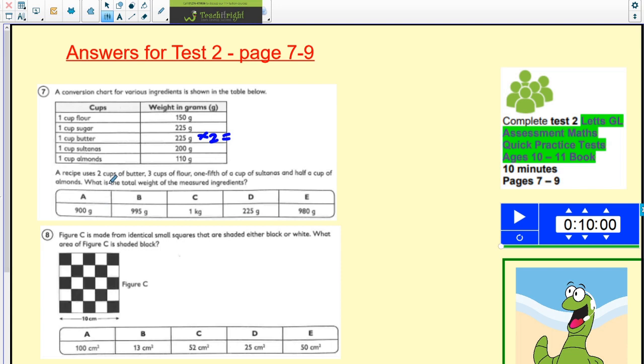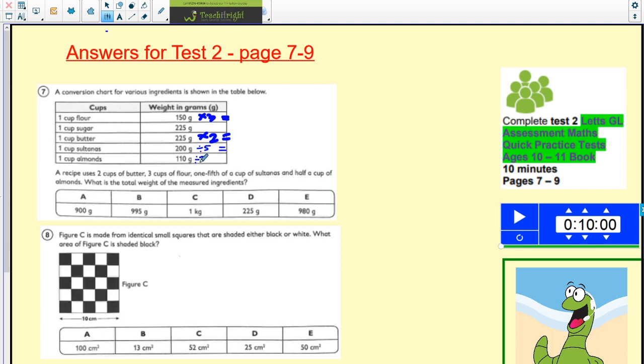It uses 3 cups of flour, so it's that times 3. Make my pen a bit thinner so I can fit it in. It uses 1/5 of sultanas, so that's a fifth, which means divided by 5. We've then got half a cup of almonds, so half is divided by 2.